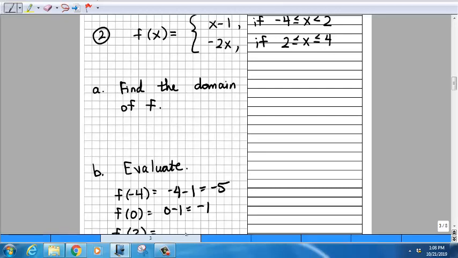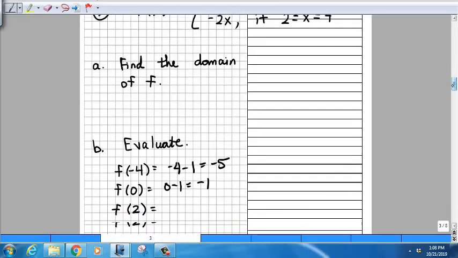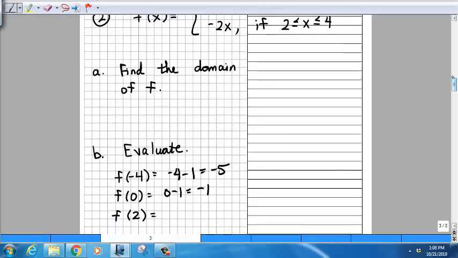What about the last one there? f of 2. Yeah, notice 2 is going to be bigger than or equal to 2, right? So we use the second formula. So we get minus 2 times 2 there, or minus 4. So if you know how to read that formula right, it's pretty easy to evaluate these piecewise functions.